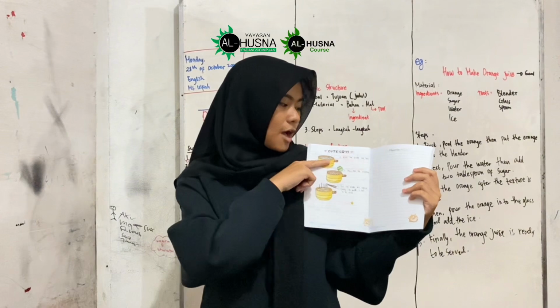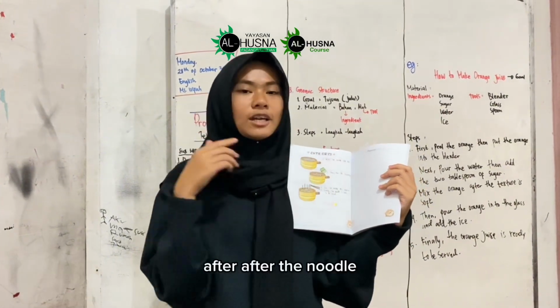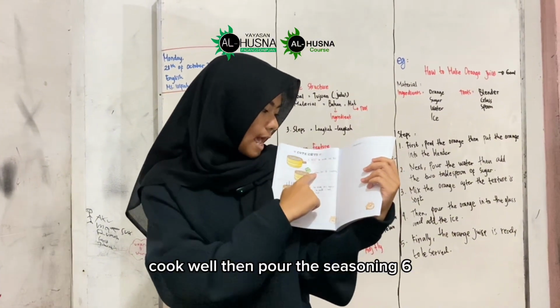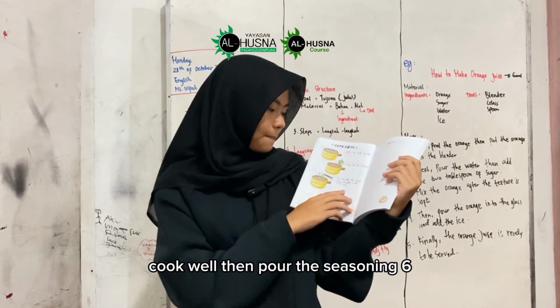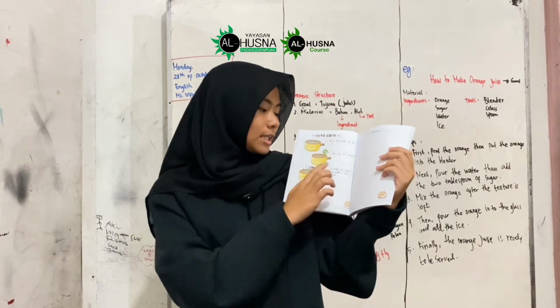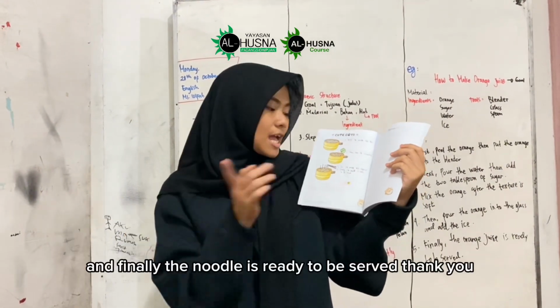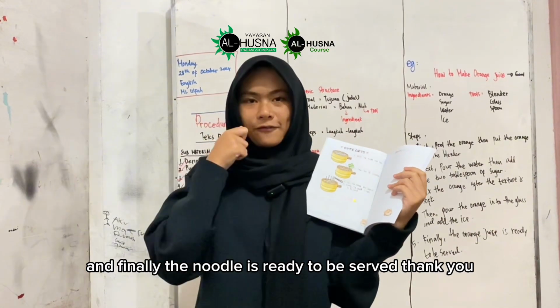Five. After the noodle is cooked well, then pour the seasoning. Six. Stir the noodle with chopstick. And finally, the noodle is ready to be served.